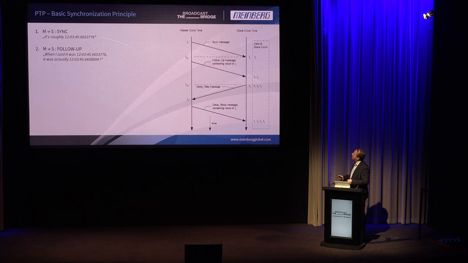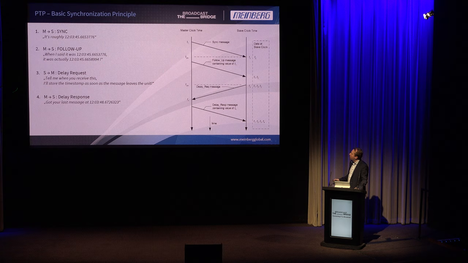So the timestamp one is now transported to the slave, and at the moment the sync message arrives at the slave, the timestamp two is then taken. Then the slave issues a message, basically saying, tell me when you receive this, and I will store the time when this message leaves my unit as a T3 timestamp. And then the response from the master is, okay, I got your last message at that precise time, and sends this information back to you. Then we have again the offset and the delay. So this is the theory why you can achieve such a high accuracy with PTP.